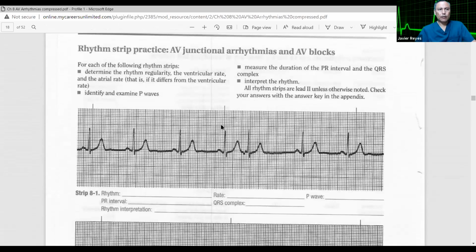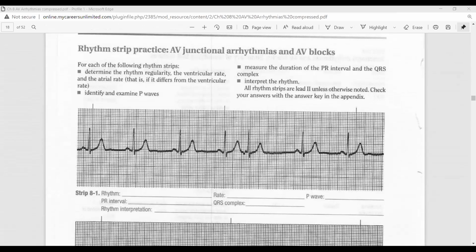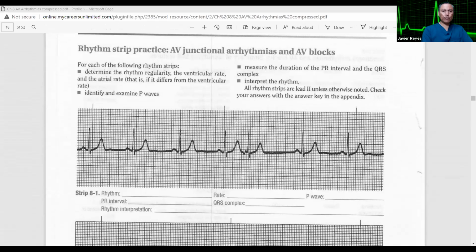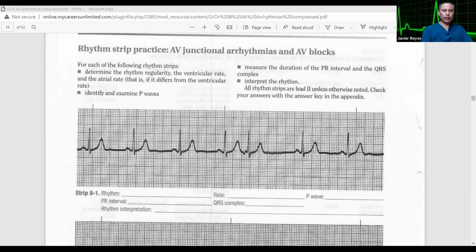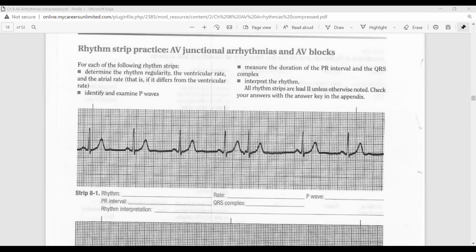What is this? Figure 8-1, strip 8-1. The P wave is not inverted though. So does that mean that it's not junctional? Look at all of them. Go through the criteria and give me your evaluation. Let's do a few and then we'll take a little break, all right?